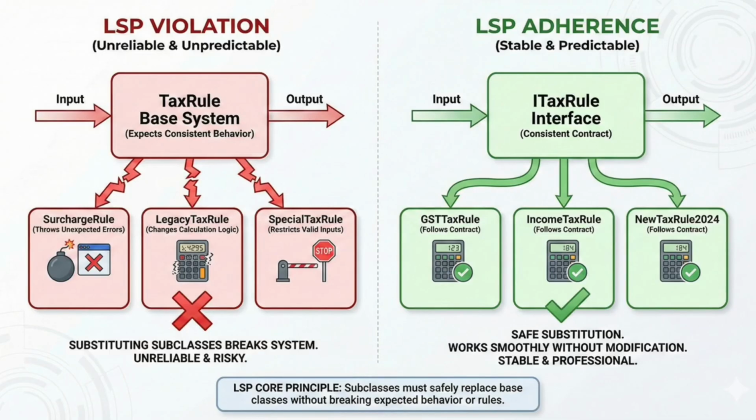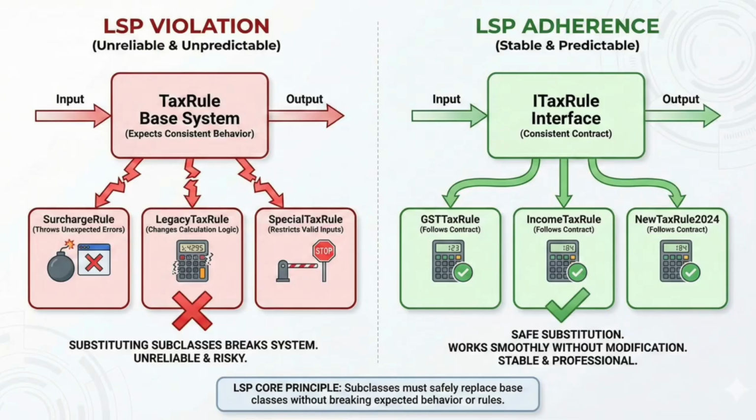This leads to serious problems. System becomes unpredictable, tax calculations become unreliable, errors occur when switching between tax rule implementations, maintenance becomes risky and confusing. This clearly violates the Liskov substitution principle, because child tax rule classes cannot safely replace the base tax rule.